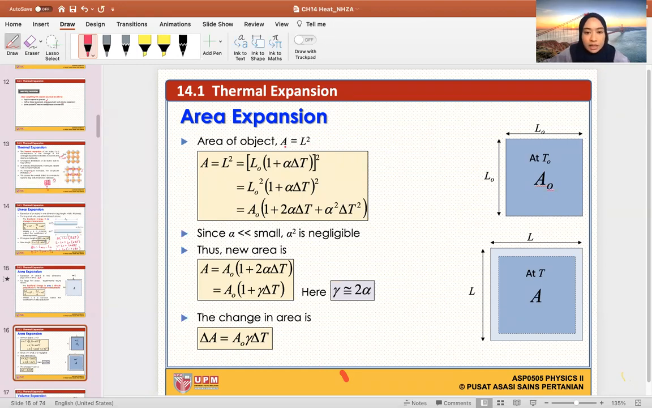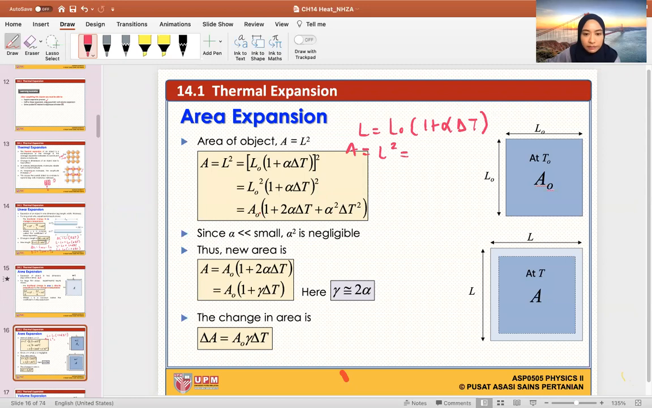Area of an object is A, which is length squared, right? So we know that the equation for length is L naught times 1 plus alpha delta T. They are just using this again and saying, let's calculate area like this. So they use the same equation and square it. When you square this whole thing, you factor out A naught and get 1 plus 2 alpha delta T plus alpha squared delta T squared.